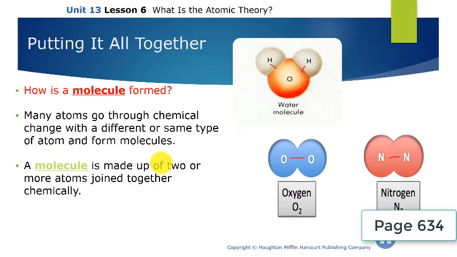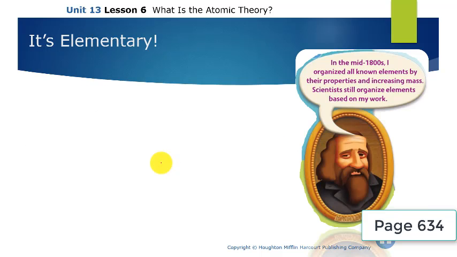How the molecule forms, I already explained. A molecule is made up of two or more atoms joined together. How does a molecule form? Many atoms go through a chemical change with the same or different types of atoms and form molecules. A molecule is made up of two or more atoms joined together chemically.